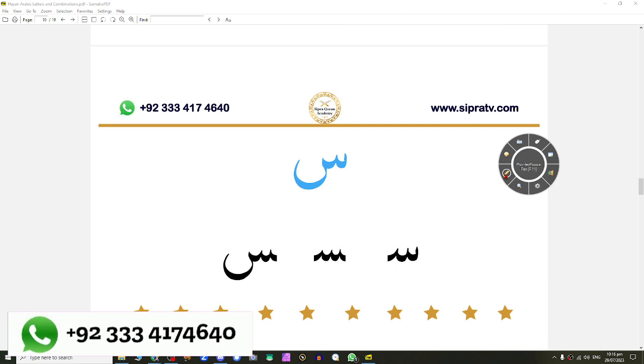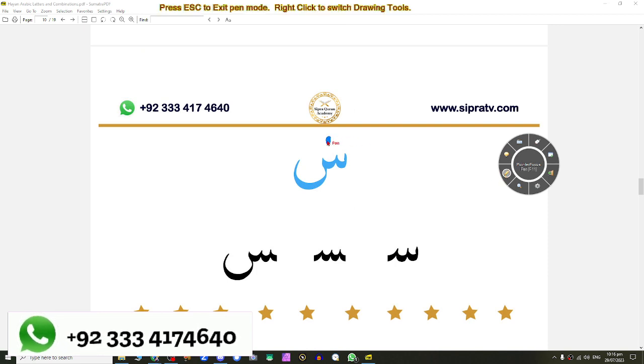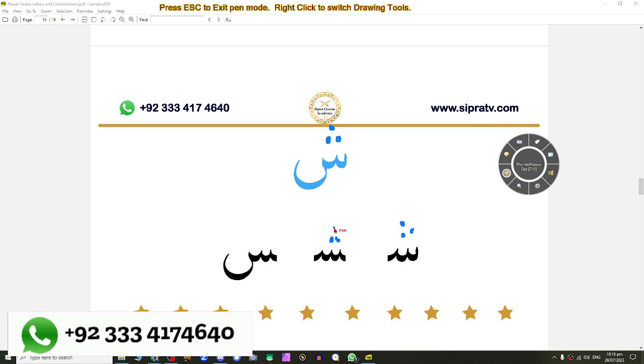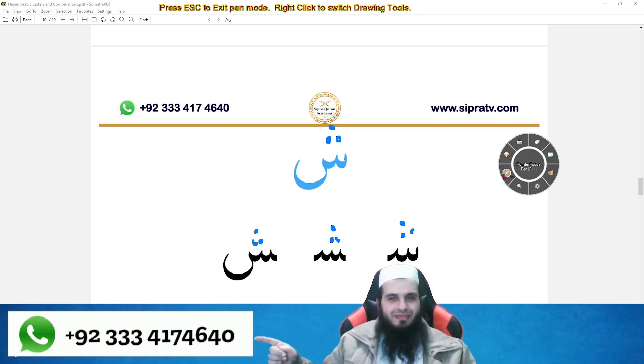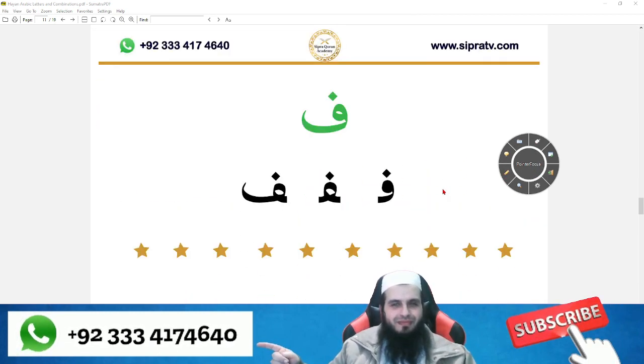Same will be the case with the letter Sheen. 3 spikes and 3 dots at the top. This is the letter Sheen. Here also the same thing is happening. All the spikes and the overall shape remains the same. The only difference is the dots at the top. 3 dots at the top.